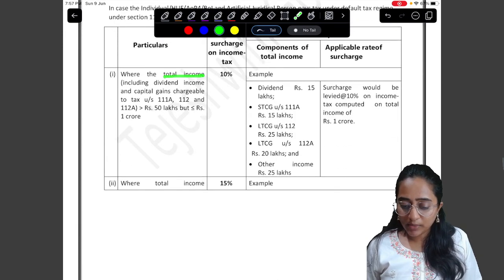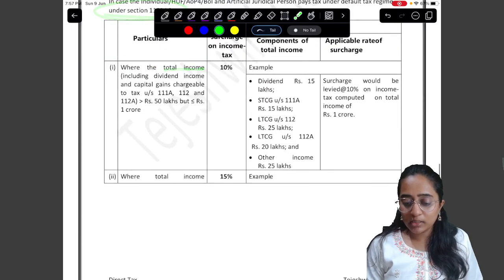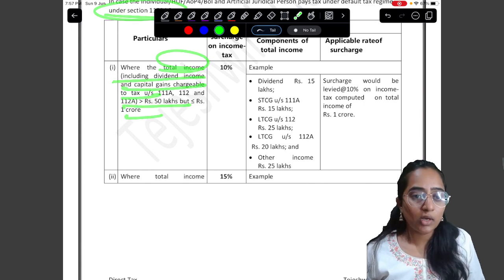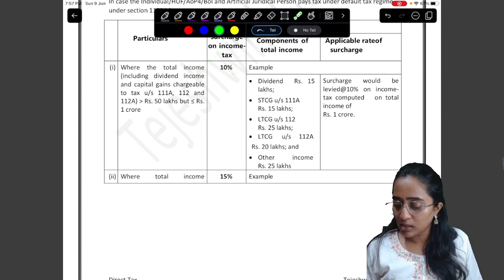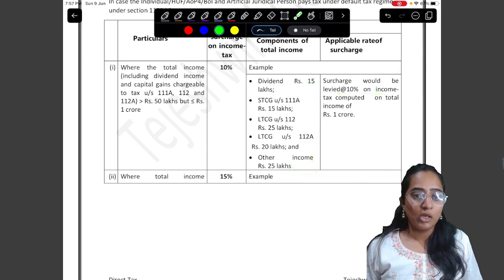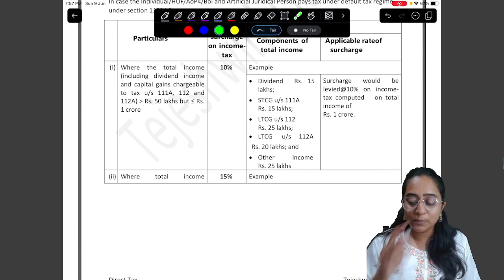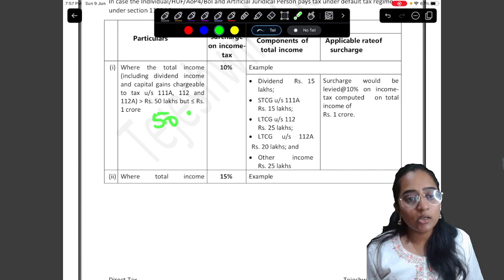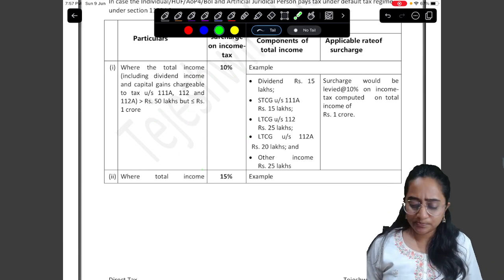See here, I'm doing the surcharge under section 115BAC, where the total income, including the dividend and the capital gain for that matter, is greater than 50 lakh but less than or equal to 1 crore. The surcharge on that is going to be 10%. Question also being same and the concept also being same. If it is greater than 50, less than or equal to 1 crore is what has been specified. It means, is exactly 50 lakh covered? No. Exactly 1 crore covered? Yes. Enter the first category.